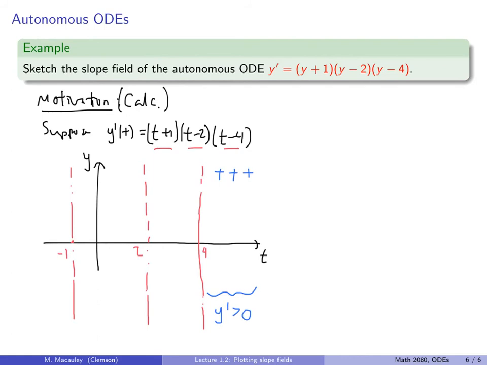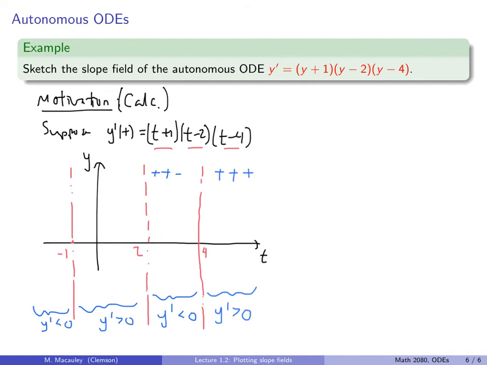Similarly, if we plug in a value t equals 3, say, into here, then this is positive, that's positive, and that is negative. So in that case, we get plus, plus, negative. And so we say in this region, y prime is negative. Remember this? You probably do. Similarly, we get y prime is positive here, and then we get y prime is negative here.